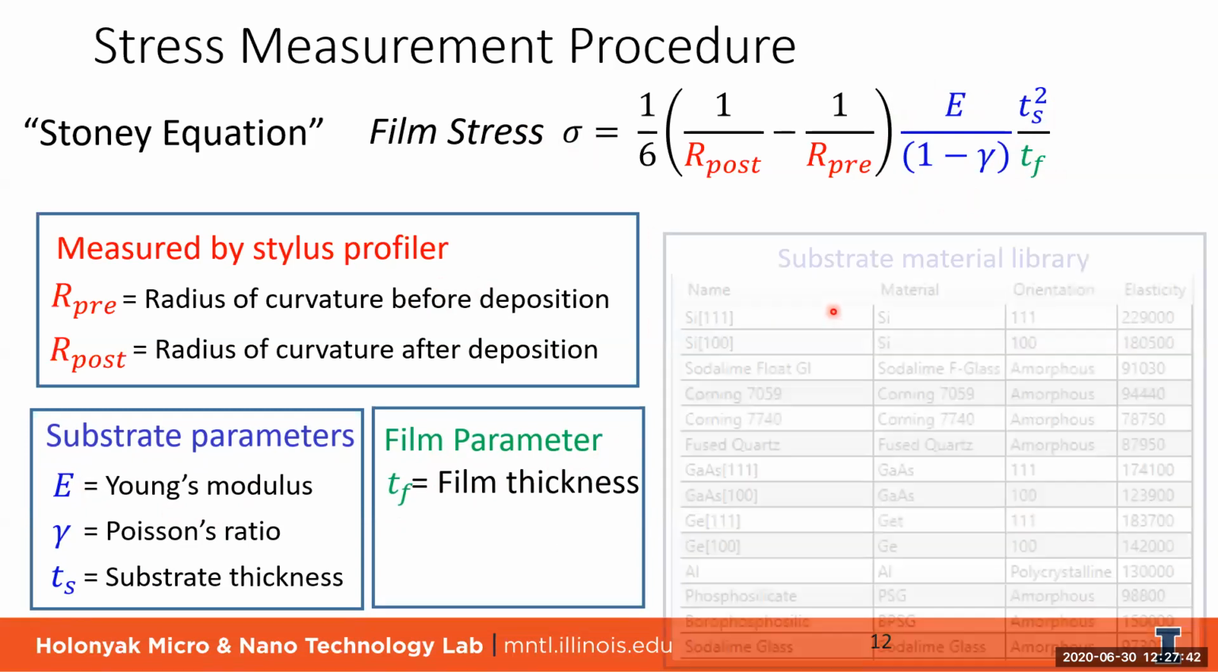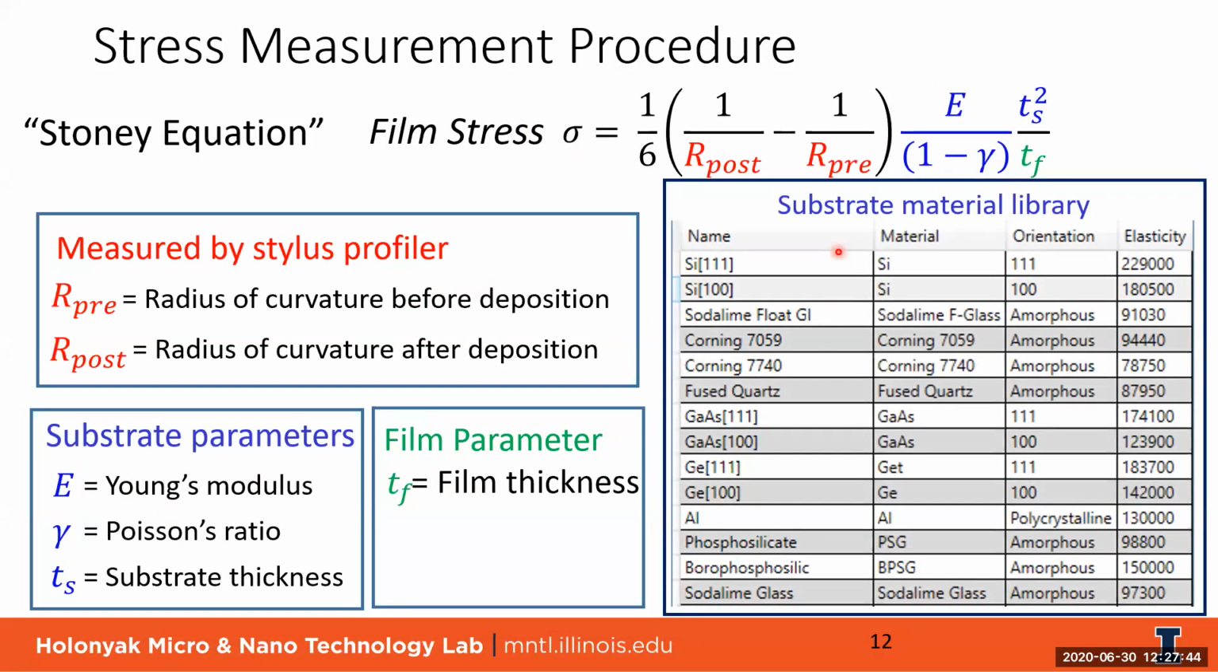In the software, they provide a material library for a couple of common substrate materials with the Young's modulus, and if those are the materials that you have for the substrate, they will automatically calculate the stress for you after you measure the radius of curvature. If you have a material that is not in here, you can also enter those parameters and get the stress.